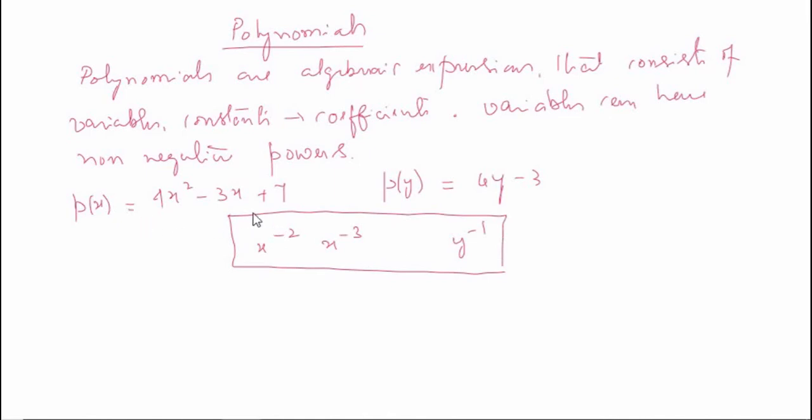Primarily, we are interested in polynomials in single variable. That is, here there's one variable x, here one variable y. You cannot have multiple variables within one polynomial. But we will be dealing with the polynomials with the single variables, that too linear polynomials. The standard representation is ax plus b. So this is also known as the degree 1 polynomial.